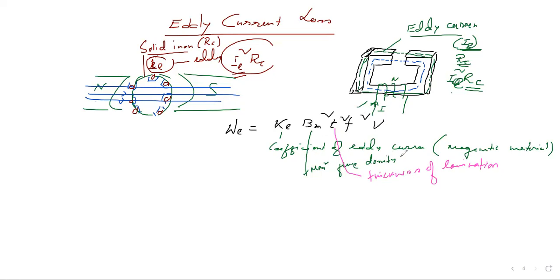It is clear. Ke is the coefficient of the eddy current, which depends on the magnetic material. Bm is the maximum value of flux density in Weber per meter square, and t is the thickness of the lamination. f is the frequency of flux reversal or reversal of the magnetic field, and V is the volume of the magnetic material. Why do we depend on that empirical formula? Because it is difficult to measure the eddy current loss. Now, what do you mean by thickness of the lamination? Say a particular magnetic material, this diagram is showing a magnetic material like this.